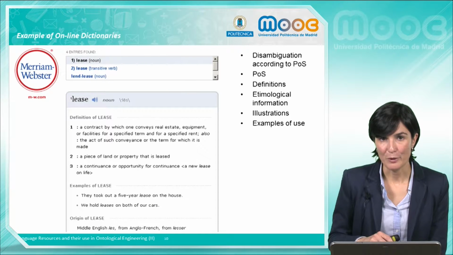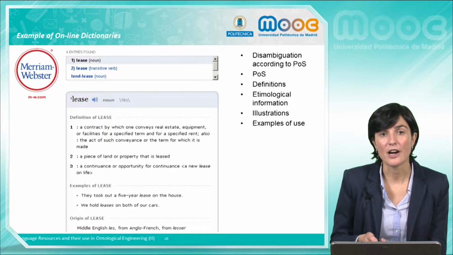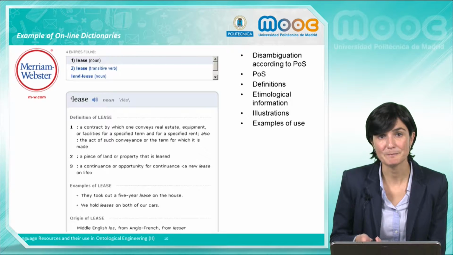Another example of a well-known online dictionary is this, the Merriam-Webster Dictionary. Again, many information items here are definitions and examples of use.